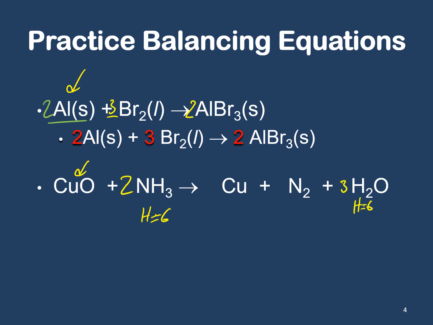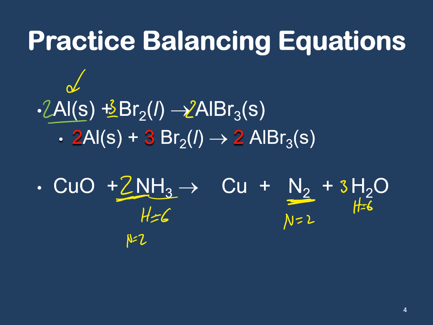So now that I have those done, I can look somewhere else. I can maybe look at NH3. Well, we already know the hydrogens are good. Let's look at the nitrogens. We have 2 nitrogens here. We have 2 nitrogens here. There's 2 over here. There's 2 over here. Nitrogen is also balanced.